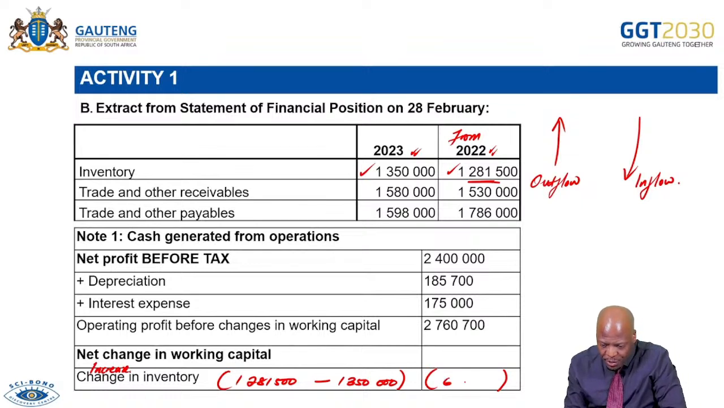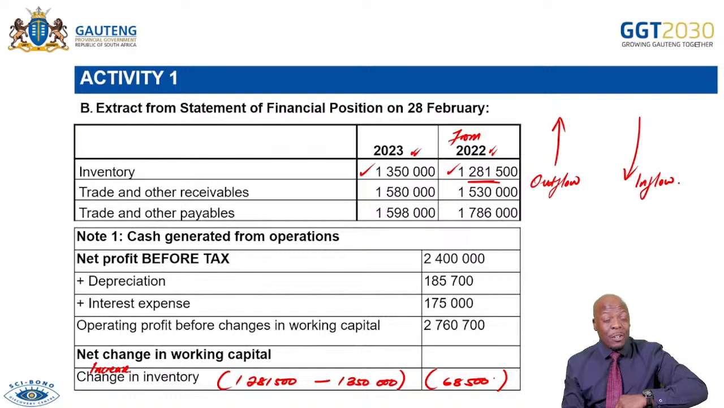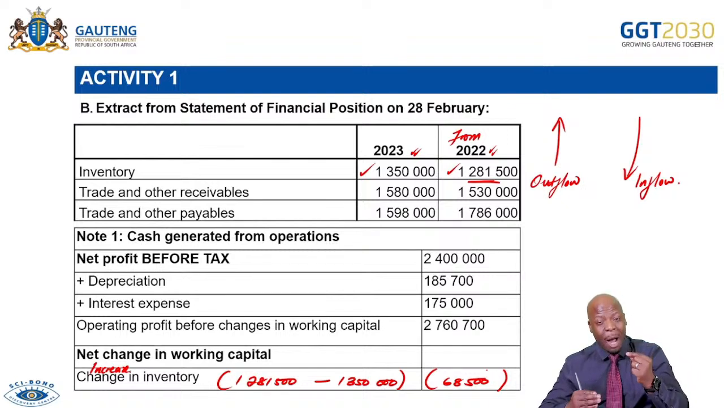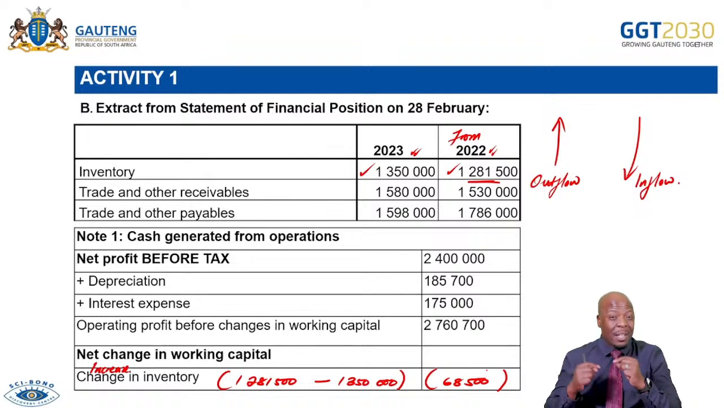So you get your 68,500. What is that? A cash outflow. Why so? Because inventory increased. Once inventory increases, it is a cash outflow. In the next activity, I'm going to give you another trick again.